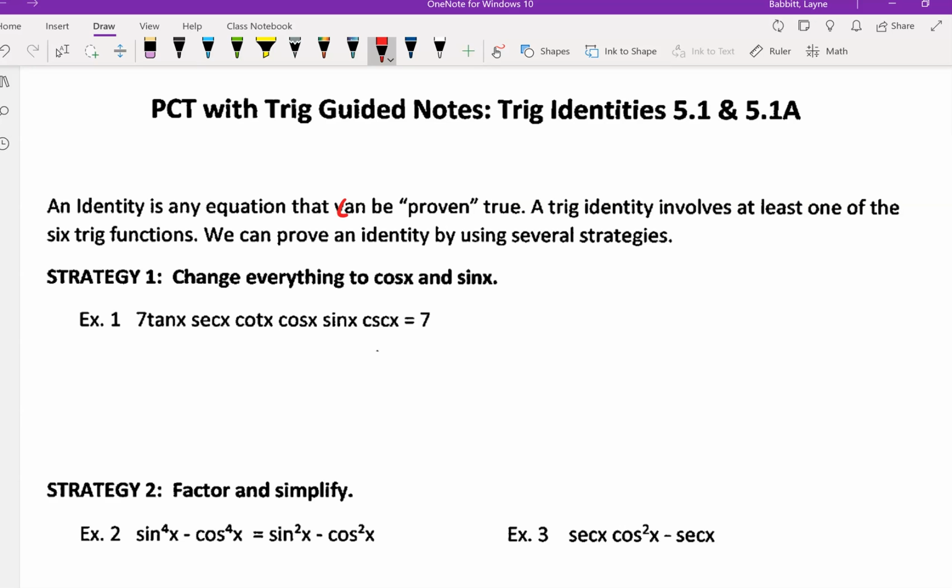And the first strategy is going to be converting everything to sine and cosine. When we're doing an identity proof, the idea is to try and get the left side of the equation and the right side of the equation to be equal to each other. So I'm either going to simplify the left side and get it to be the same as the right side, or I'm going to simplify the right side and get it to be the same as the left side, or some kind of combination of the two of those.